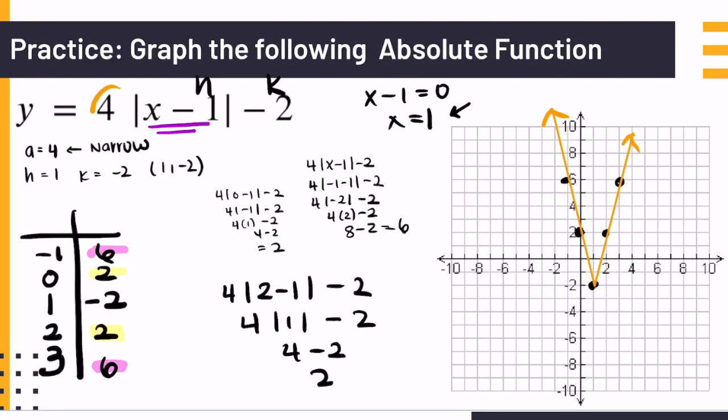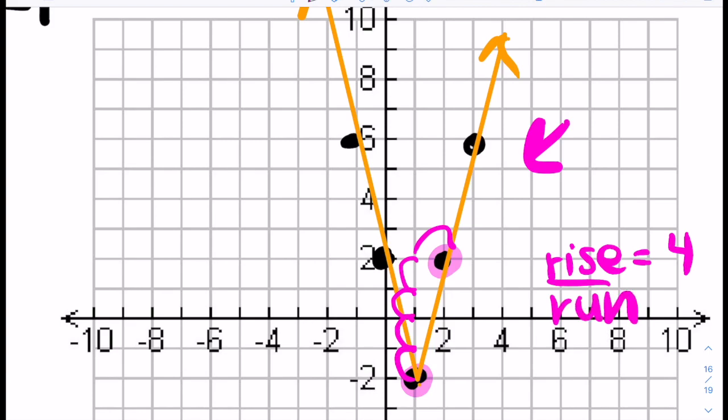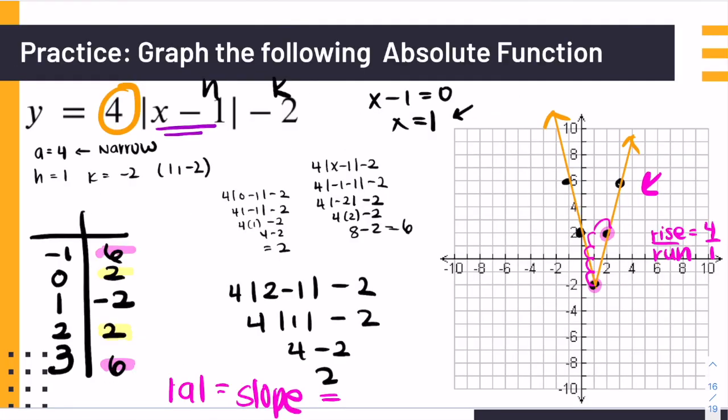Now let's bring back the a value. Our a value is 4. And remember, we know that the absolute value of a is the slope. So let's look at the line here. Remember, slope is rise over run. And if we go from the point here and go up to here, notice that we're going up 1, 2, 3, 4. So our rise is 4. And our run is 1. So as a confirmation, our slope is in fact 4.